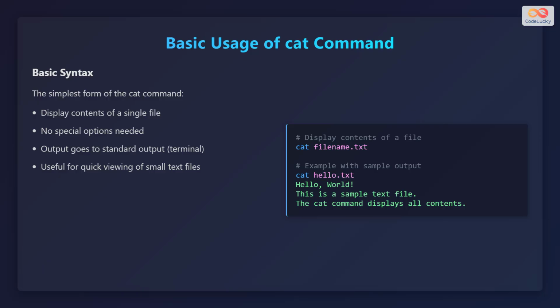Here is an example. The cat command followed by the file name hello.txt. The output is hello world. This is a sample text file. The cat command displays all contents.